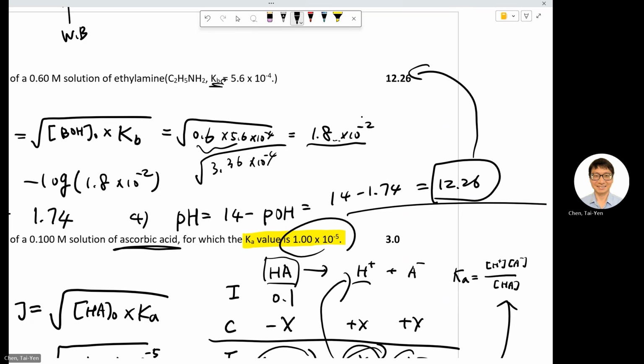Okay. So, recap. Step number 1, know what solution you have. Step number 2, calculate your hydroxide concentration, and then convert that into your pOH. Very last step, calculate your pH from pOH using 14 minus pOH. That's how you get the answer to this question.